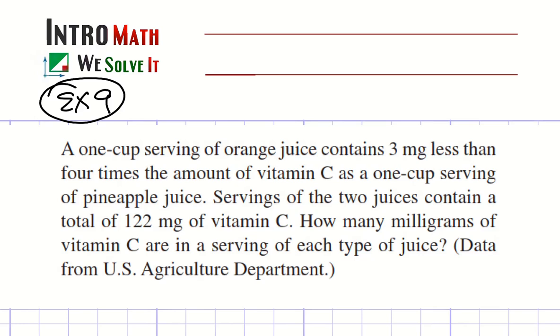What does this one say? This one says a 1 cup serving of orange juice contains 3 mg less than 4 times the amount of vitamin C as a 1 cup serving of pineapple juice. That's a comparison right there. Servings of the two juices contain a total of 122 mg of vitamin C. How many milligrams of vitamin C are in a serving of each type of juice?